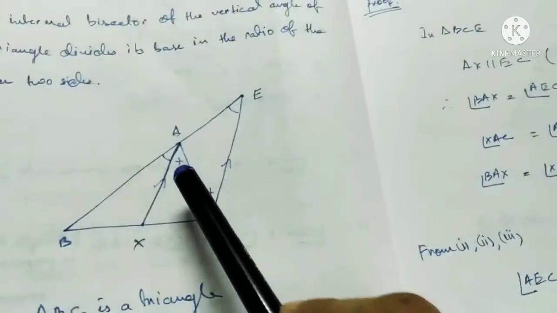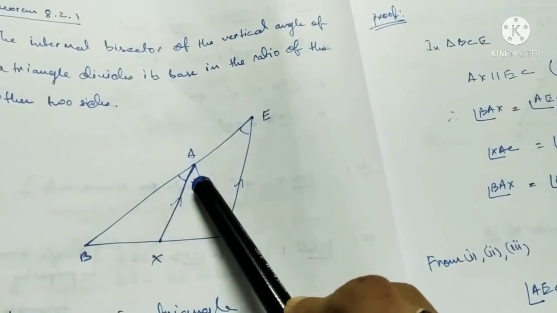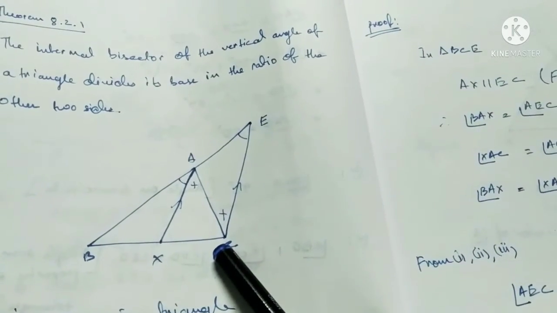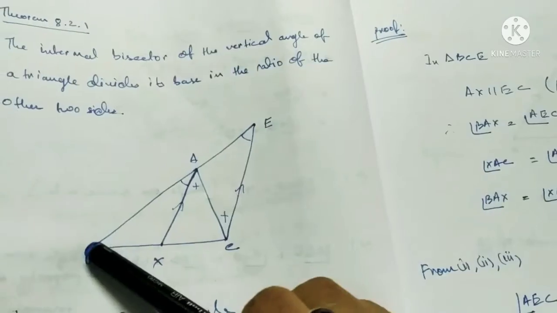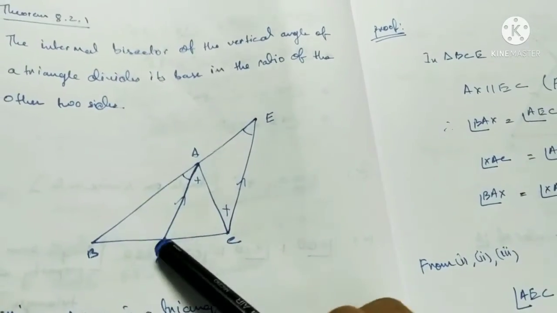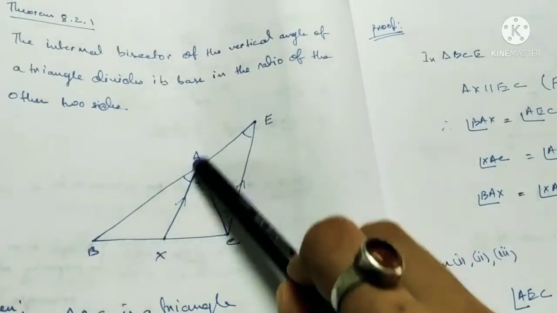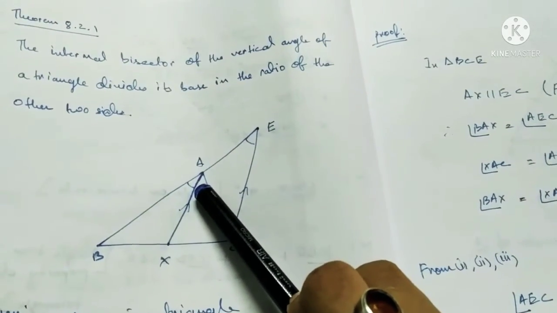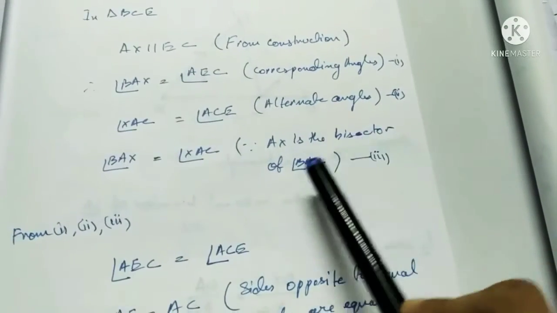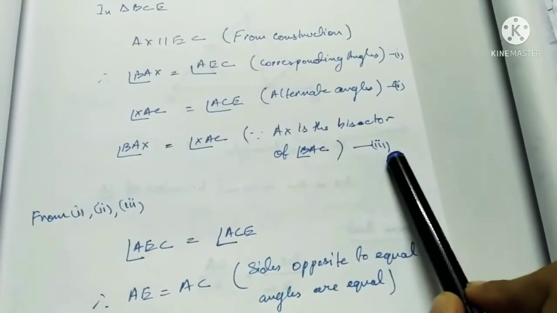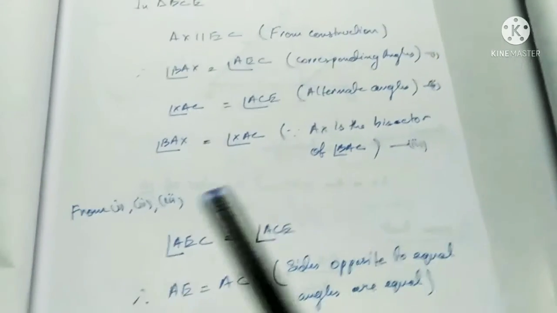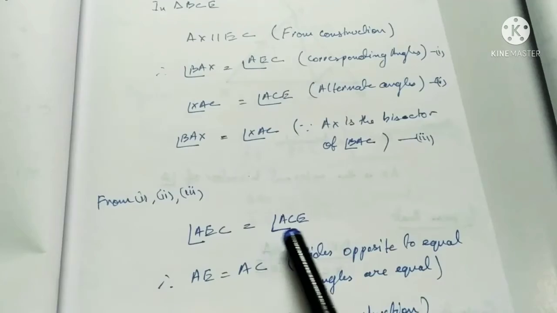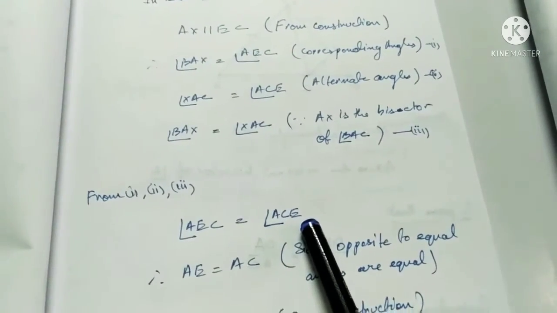And next I can say that this angle is equal to this angle because AX bisects angle BAC. This is our given. So therefore BAX will be equal to XAC, since AX is the bisector of angle BAC, and this will be equation number 3. So from 1, 2 and 3, I will get angle AEC is equal to angle ACE.